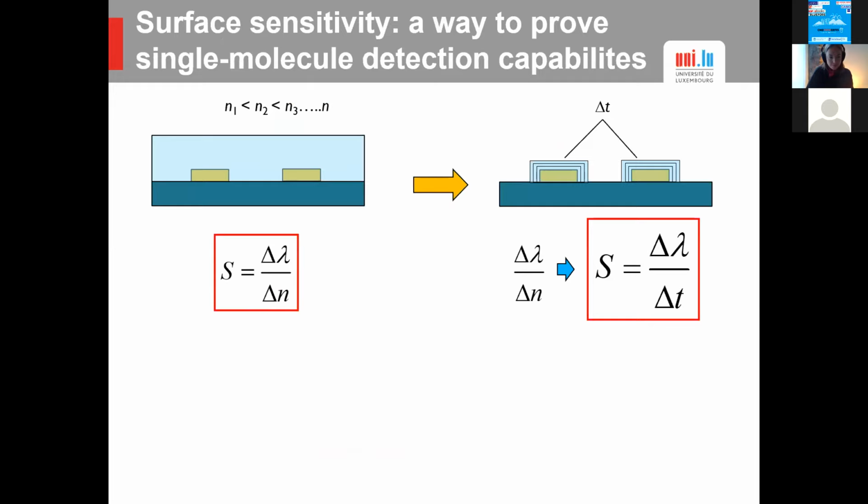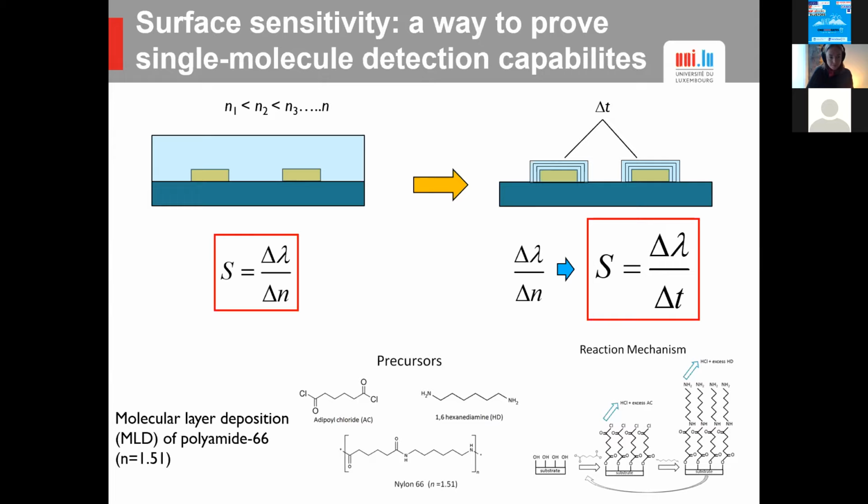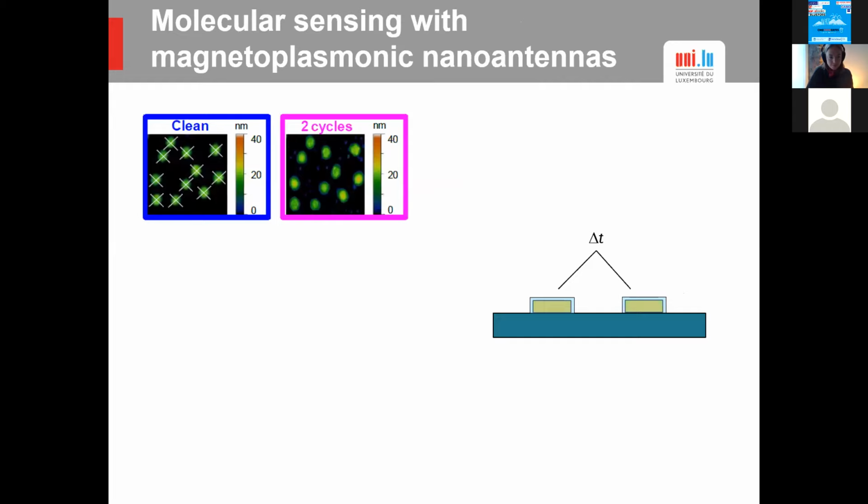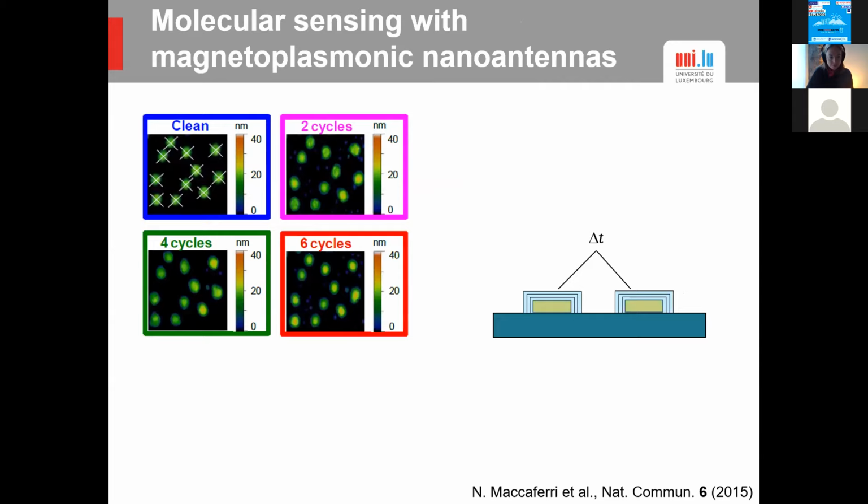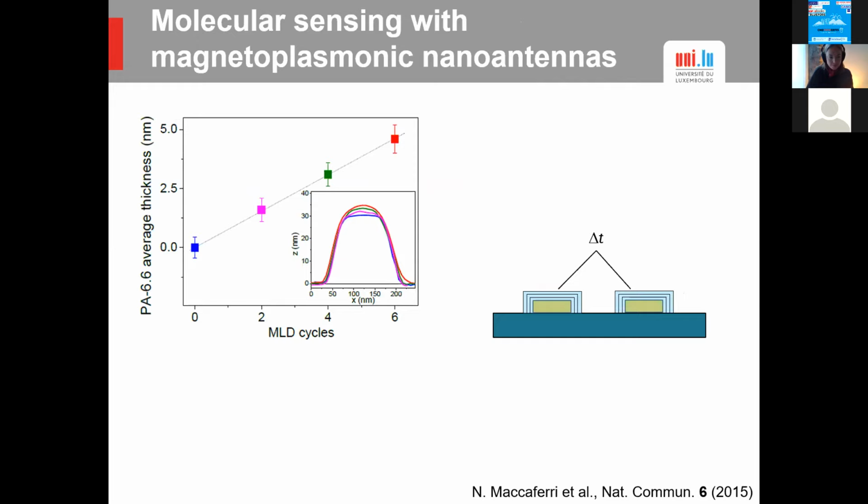So instead of changing the refractive index, what we did was to deposit a material, in this case polyamide 66, also called nylon. Depositing it using the molecular layer deposition technique, we could control the number of layers on top of our antennas to extract some numbers to prove that we can achieve single molecule detection. So we deposited different cycles of nylon on top of our antennas, and through AFM characterization we could correlate the number of cycles to the average thickness on top of the antennas.